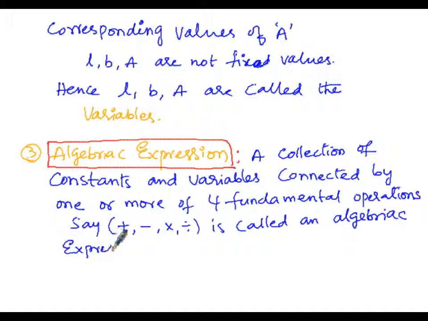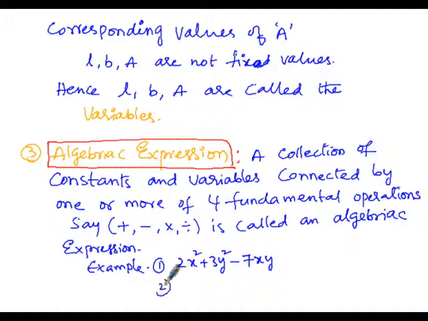So here let us take some few examples. Example number 1: 2x plus 3y minus 7. So here it is an algebraic expression, or else 2x square plus 3y square minus 7xy. Here there are two variables and they are connected by means of the operations called plus and minus. This is one of the examples.